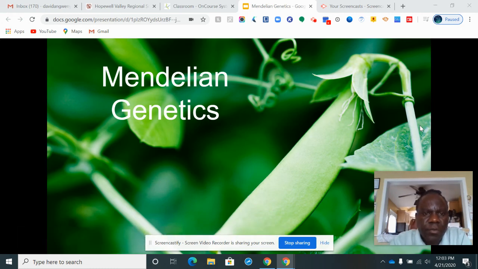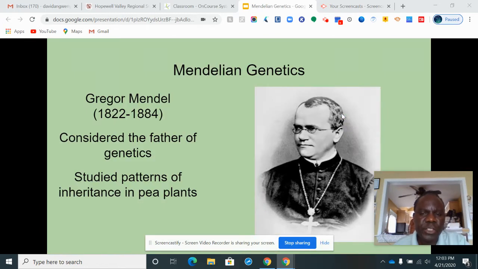In this lesson, we will be looking at Mendelian genetics. We're going to be starting by looking at the basic Mendelian genetics by looking at Gregor Mendel, who is really considered the father of genetics. And what he did is studied the patterns of inheritance in pea plants.